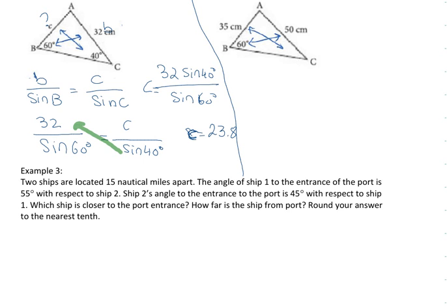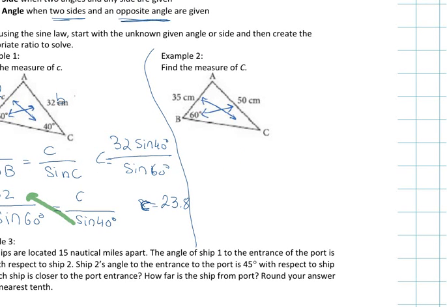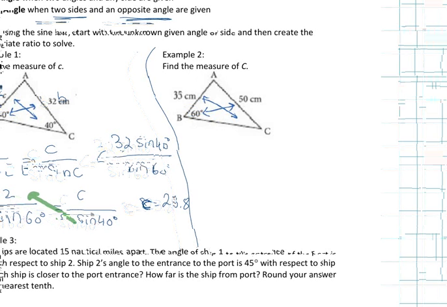Now, if I look at the second one, what do I know here? I know two sides and one angle, and I'm looking for an angle. What angle am I looking for? Angle C. It does say right here, find the measure of angle C. So I'm looking for this angle, right?